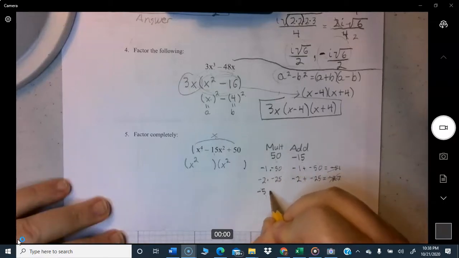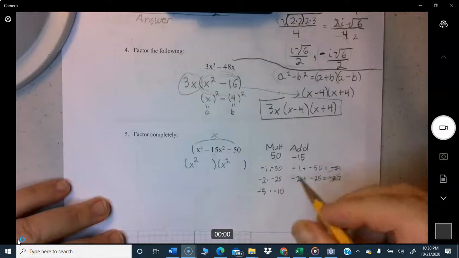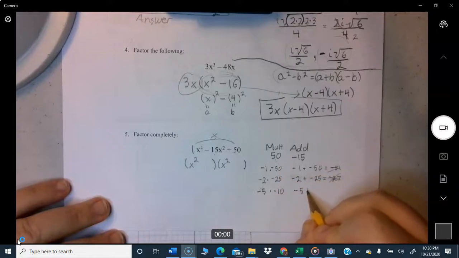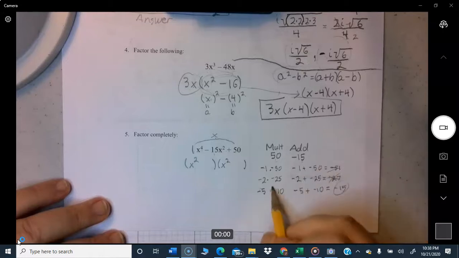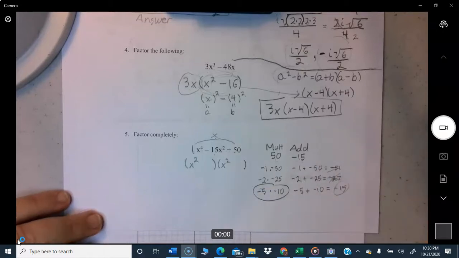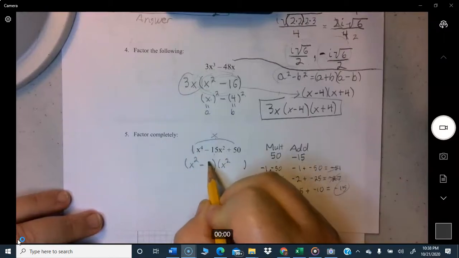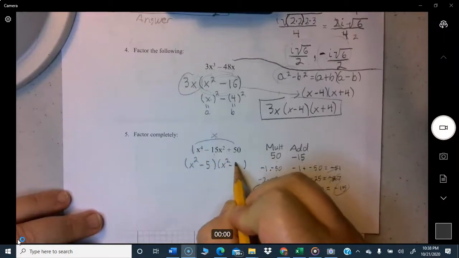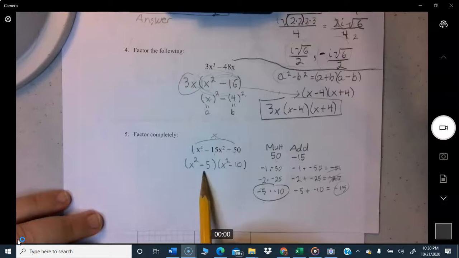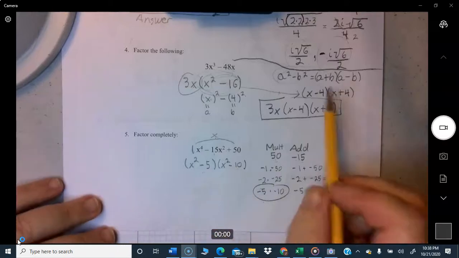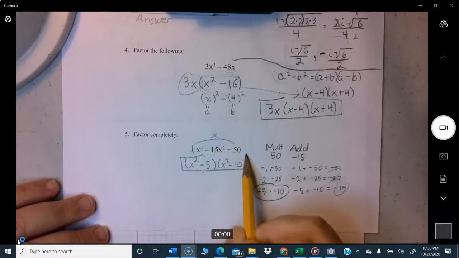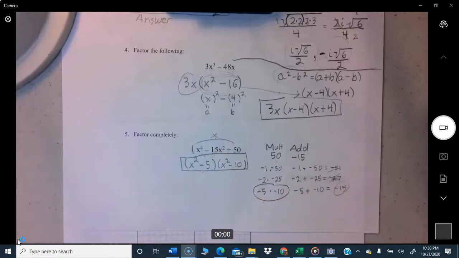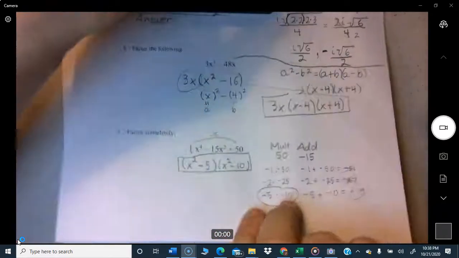Negative 5 times negative 10 gives you positive 50. Negative 5 plus negative 10 equals negative 15. That's what we're looking for, so these are the numbers we're looking for. And since there's no coefficient here, you just plug them straight in. It's x squared minus 5, x squared minus 10. These are not difference of squares, so you don't do what you did up here. This is your final answer. All right, we'll keep moving on.